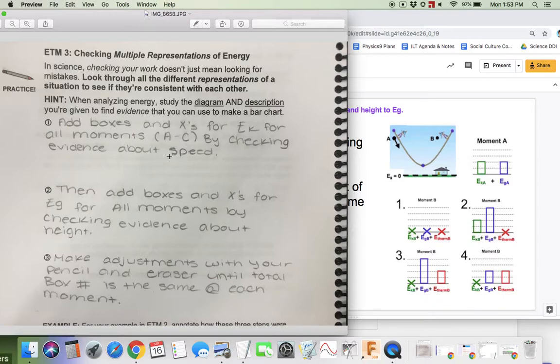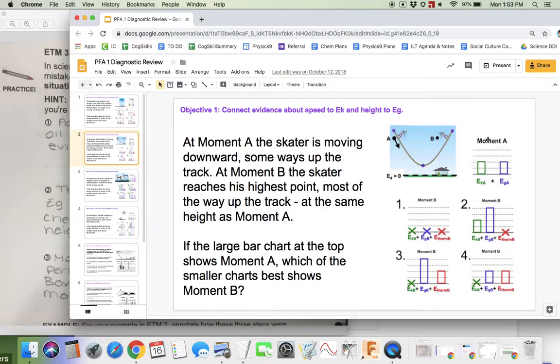Let's check evidence about speed. Again, I know moment A is correct because it's always given here. And he's moving, which is consistent with some kinetic energy. Looking at moment B, I can tell he's not moving, so I'm looking for a moment B bar chart that has an X for EKB.